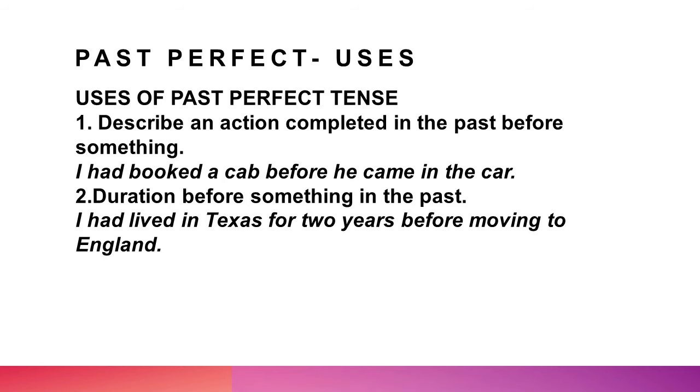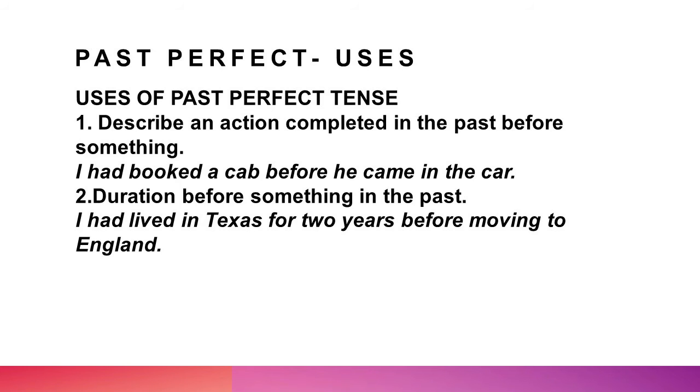Now, when do you use the past perfect tense? It is used to describe an action completed in the past before something else happens. I had booked a cab before he came in the car. So usually two things happen and one thing happened before the other. Both happen in the past, but one is past in the past, an earlier action.